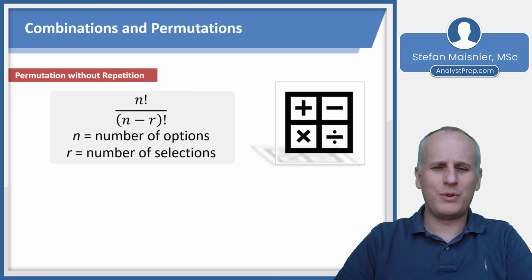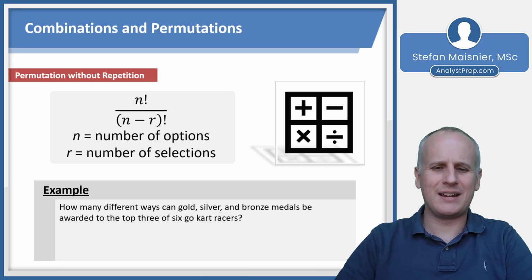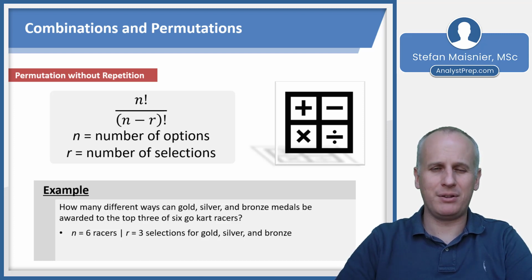Now, when you have a permutation without repetition, that's when it starts to get a little bit more complex. N still means the number of options, R still means the number of selections. So this time we have to introduce that factorial notation. So another example, how many different ways can gold, silver, and bronze medals be awarded to the top 3 of 6 go-kart racers? So N is going to be the 6 racers, because that's the number of options. 3 is going to be our R for the number of selections, gold, silver, and bronze. And this is a permutation because if Bill comes in first and you hand Bill the bronze, Bill is going to be unhappy, which indicates that order does matter, and you always have to consider that logically.